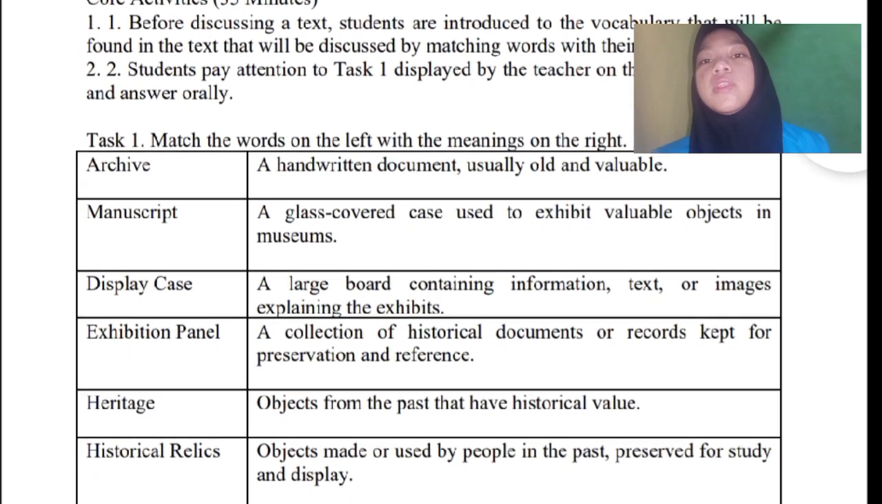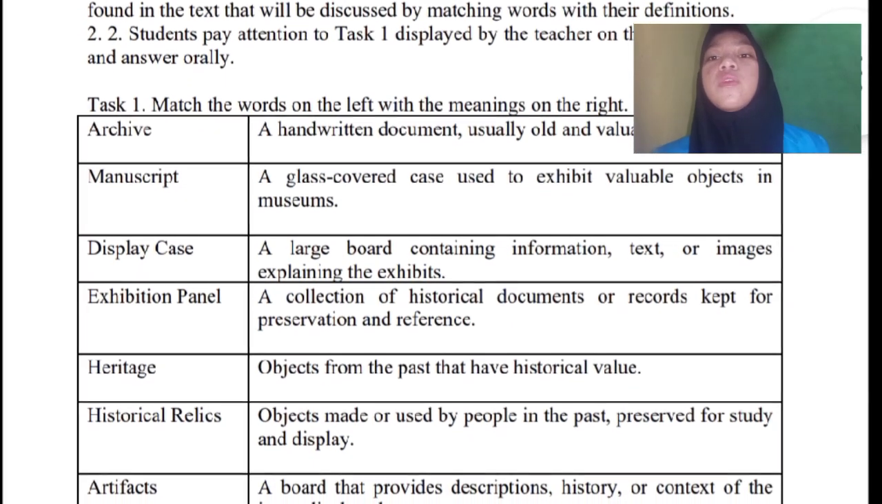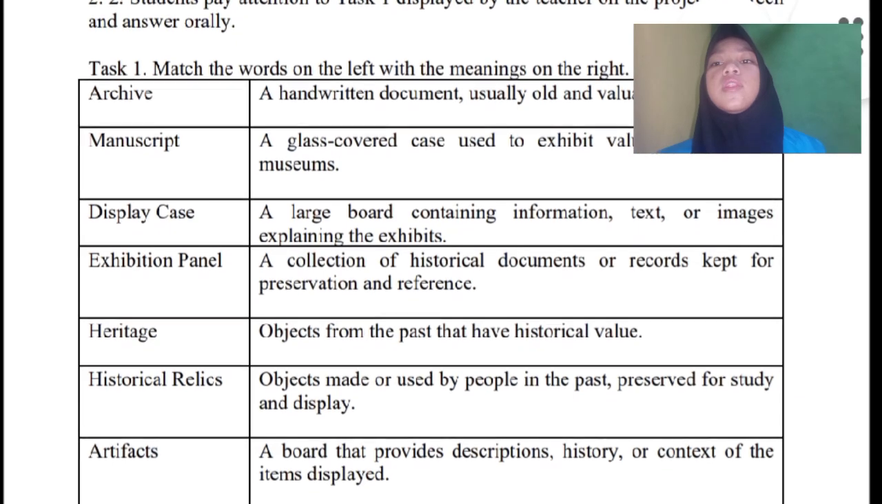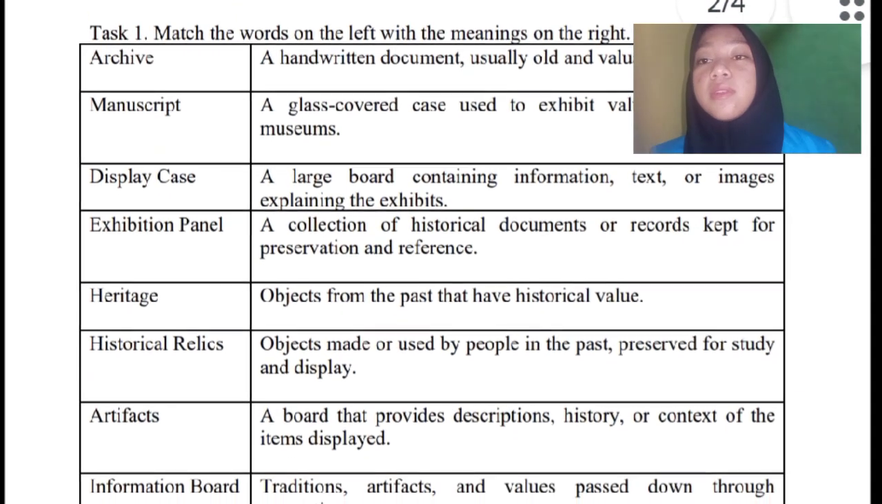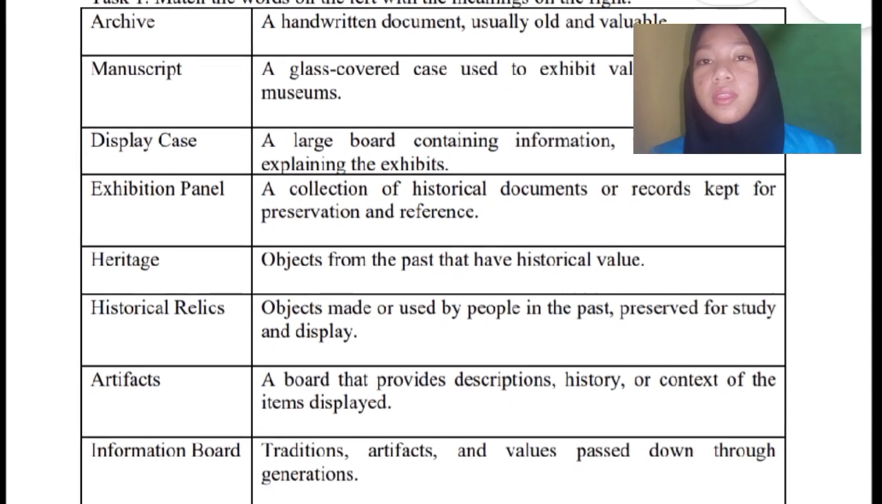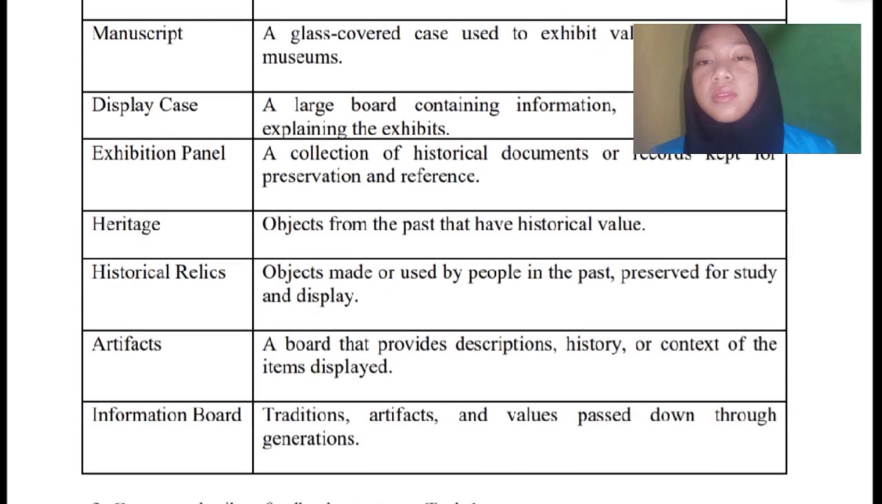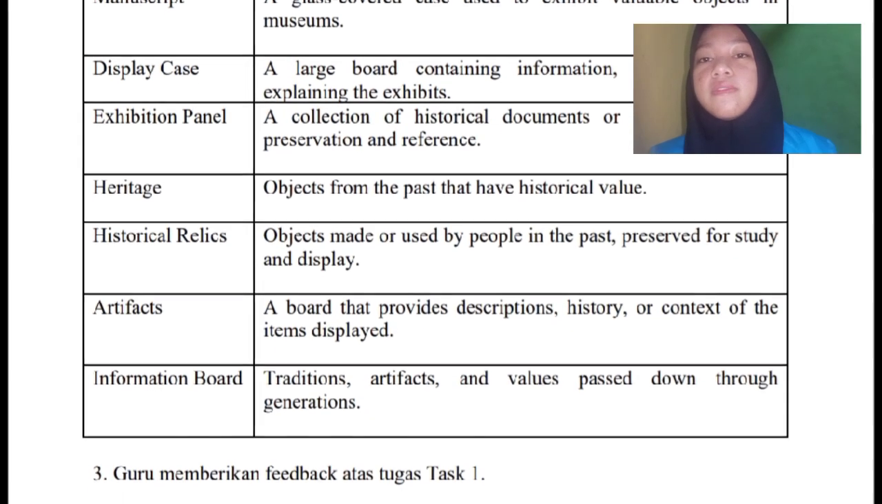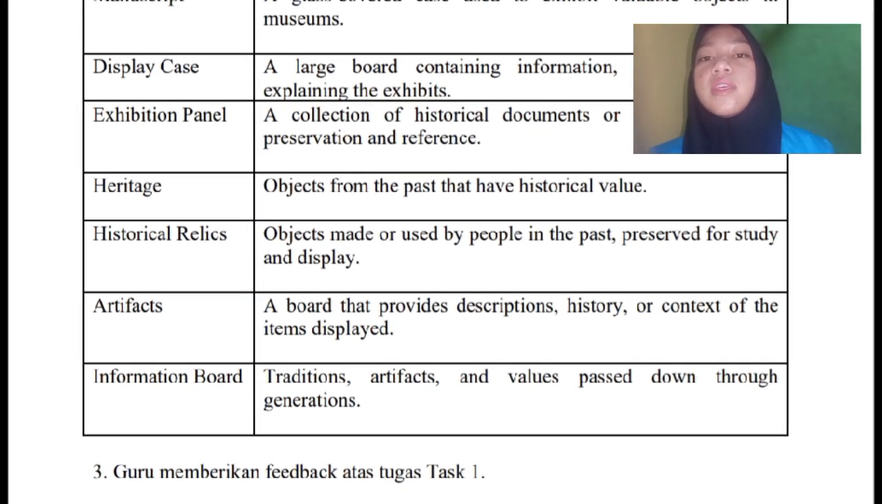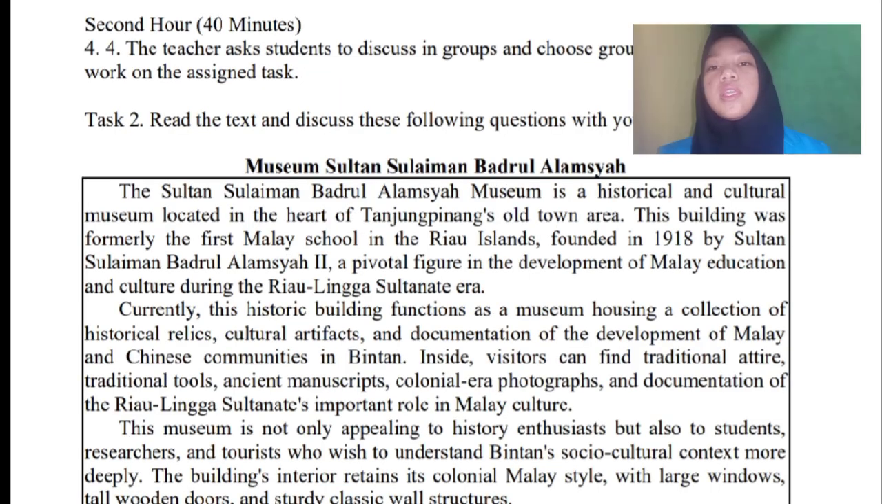Task 1. Match the word on the left with the meaning on the right. The vocabularies: archive, manuscript, display case, exhibiting.